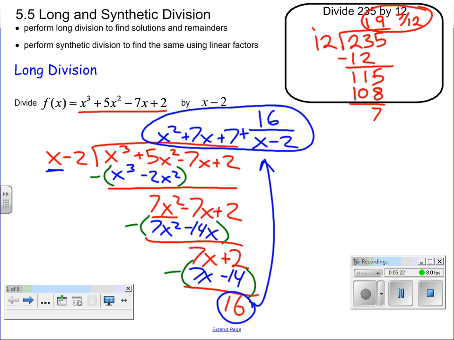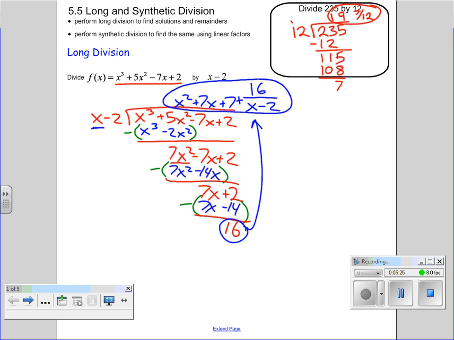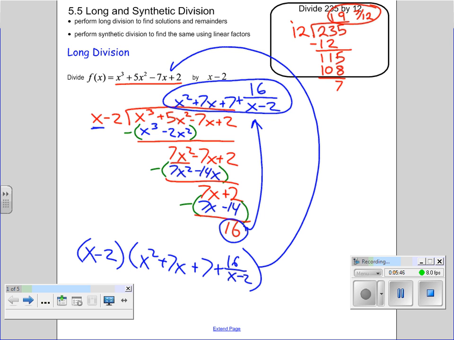Now, what we can do is write this as a factor. So I could say that x minus 2 times x squared plus 7x plus 7, plus 16 divided by x minus 2. If I multiply those two things together, you will get that. Okay? So if you actually distribute it out, that remainder will disappear, and you go back to the original polynomial. So it shows you that you can take any polynomial out of any other polynomial and get an answer. It's not going to be a clean answer. You're going to have a remainder there, but it's possible.